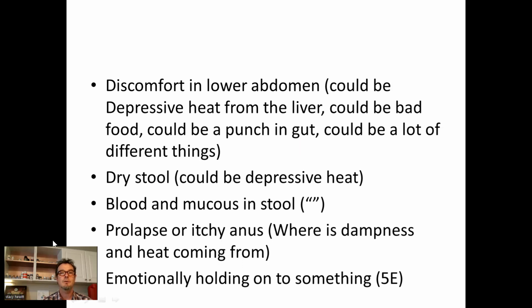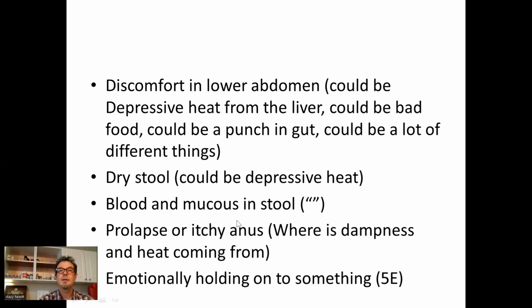Prolapse or itchy anus. Look, that commonly has some kind of dampness involved with it, and heat. Look to find where the dampness and the heat's coming from. Not saying that it's not just the large intestine and the large intestine only, but look and make sure there's not any dampness coming from somewhere else, or there's not some heat coming from somewhere else that's causing this.